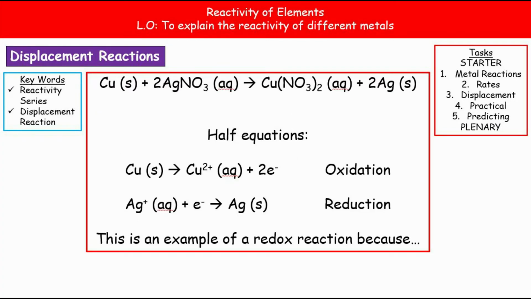When it comes to those displacement reactions then, what we've got at the top is the balanced symbol equation for one. So we've got copper reacting with silver nitrate to make copper nitrate and silver. What we can do from that is write the 2 half equations. Now half equations, remember, only focus on one of those reactants. So our first one, we're going to look at just the copper.